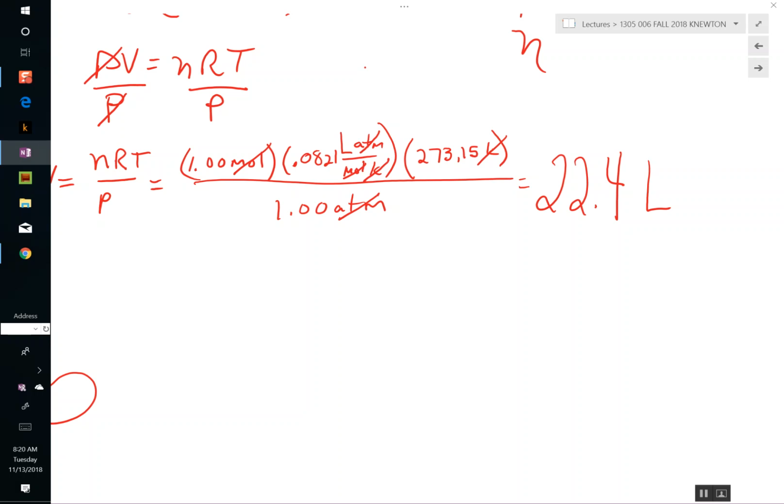This is the molar mass of an ideal gas at STP. So that's why I put it down here. Excuse me, it's not the molar mass. It's the molar volume. I'm sorry. 22.4 liters. So this is a problem, and this is the answer to the problem that I want you to remember. 22.4 liters of any ideal gas at standard temperature and pressure is a mole of that gas.